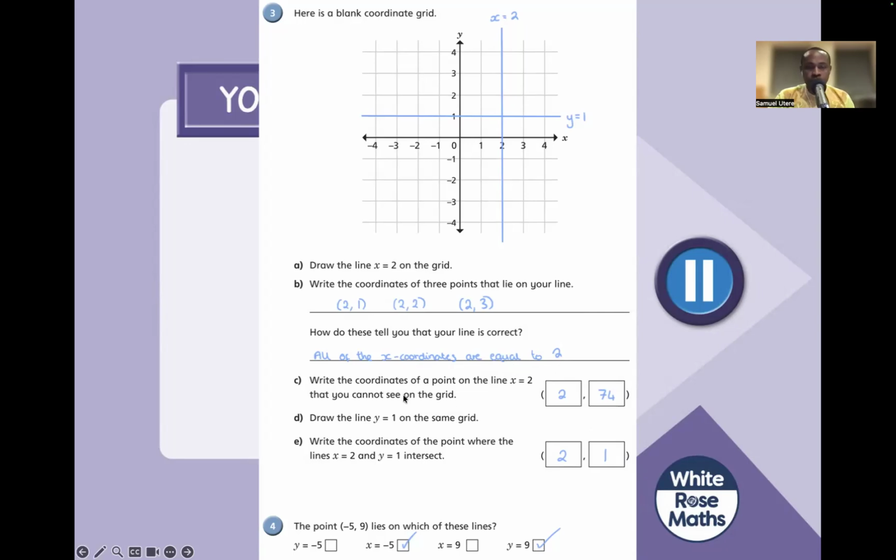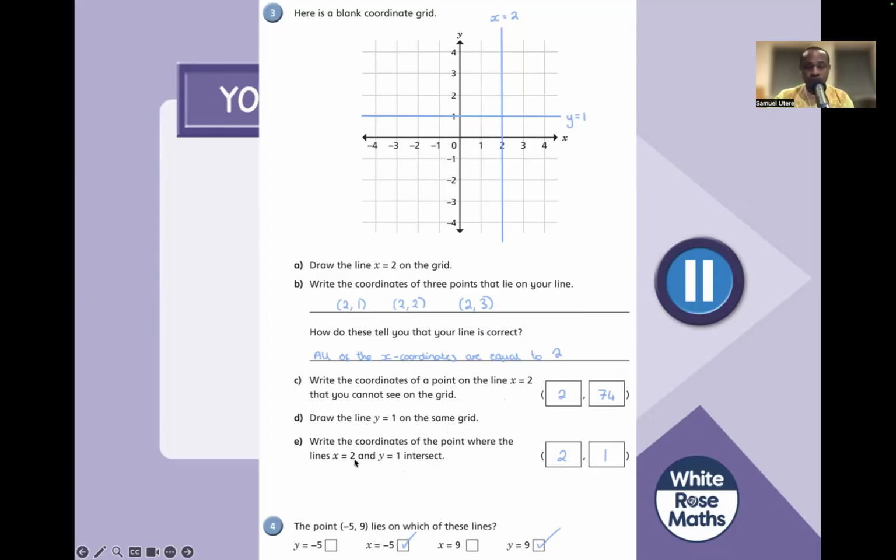Next, we were asked to write the coordinates of a point on the line x equal to 2 that you cannot see on the grid. And remember what I said, the line could continue infinitely up and down. So this number could even be 1 million. Next, we were asked to draw the line y equal to 1 on the same grid. So the line y equal to 1 means y is always going to be 1. So you just draw a horizontal line through 1.